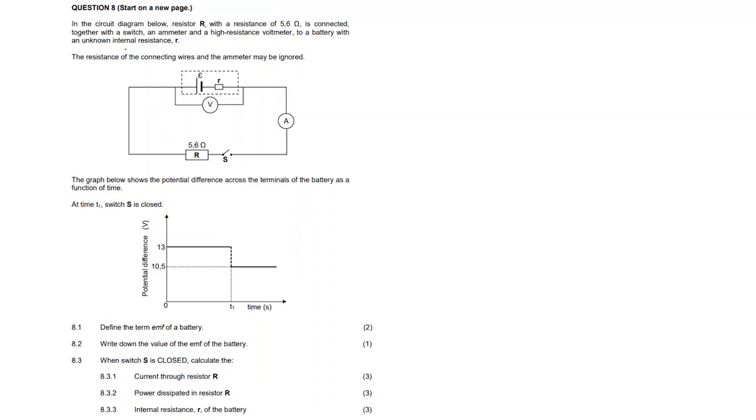In the circuit diagram below, resistor R with a resistance of 5.6 ohms is connected together with a switch, an ammeter and a high resistance voltmeter to a battery with an unknown internal resistance r. The resistance of the connecting wires and ammeter may be ignored. The graph below shows the potential difference across the terminals of the battery as a function of time. At time t1, switch S is closed.